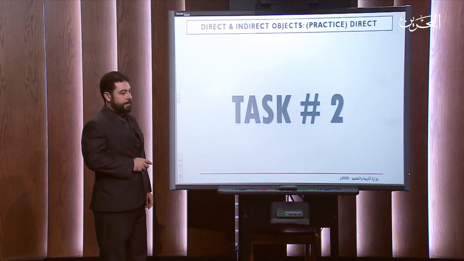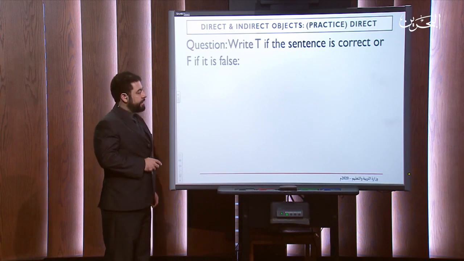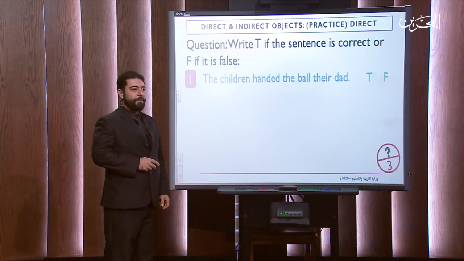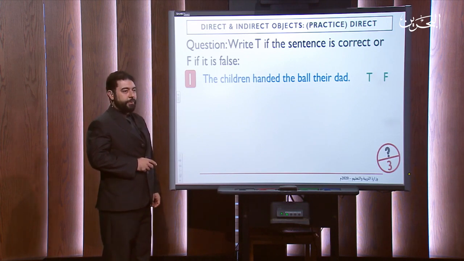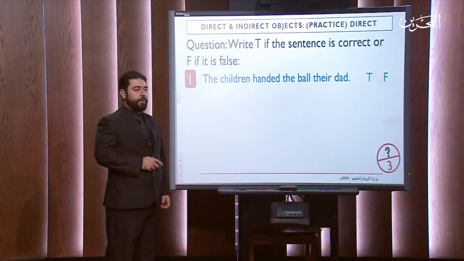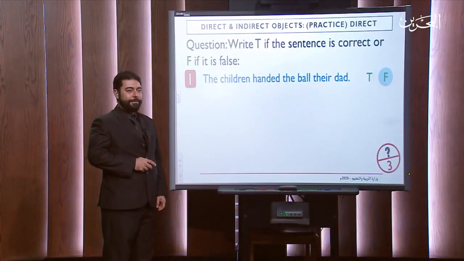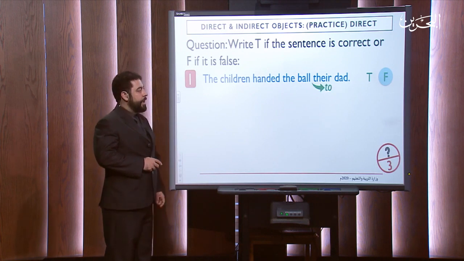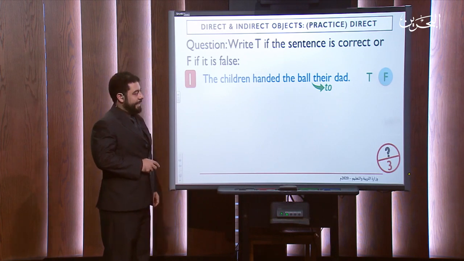Let's have a task. Write T if the sentence is correct, or F if it's false. And you have a mark of 3. Number 1, the children handed the ball their dad. If it's true, circle T. If it's false, circle F. You have 5 seconds. Let's check the answer. It is F. Now, why is that? You needed the preposition. The children handed the ball to their dad.